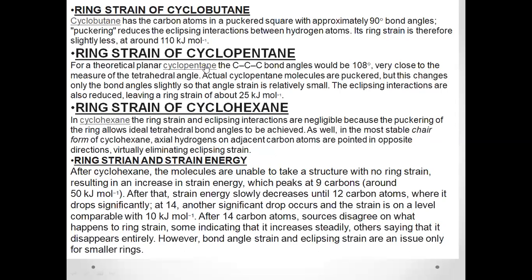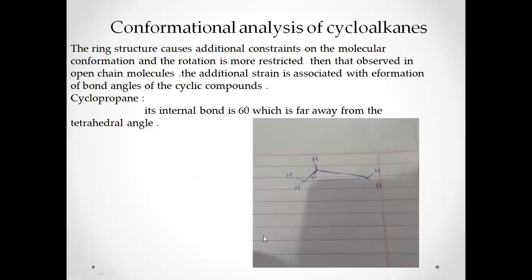So first, the ring strain of cyclobutane. The ring strain of cyclobutane is slightly less, at around 110 kJ per mole. But cyclopentane has a ring strain of about 25 kJ per mole. Its ring strain is less than cyclobutane because cyclopentane has one more carbon atom than cyclobutane. And if we talk about cyclohexane, there is no ring strain. It is a stable compound. Now I will tell you about the stability of cyclohexane.